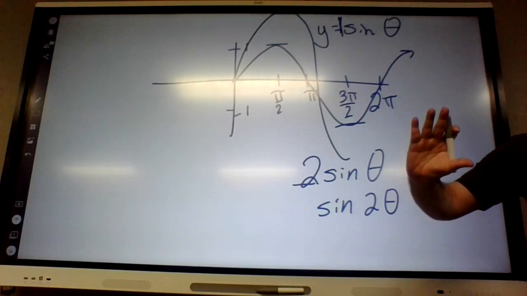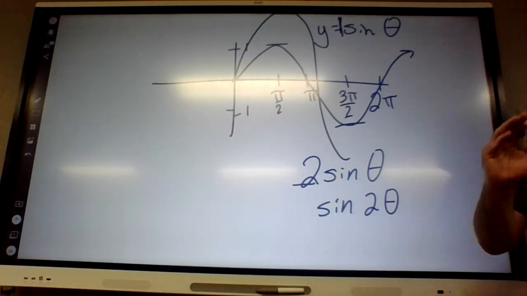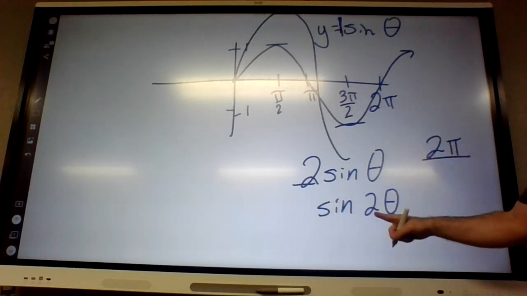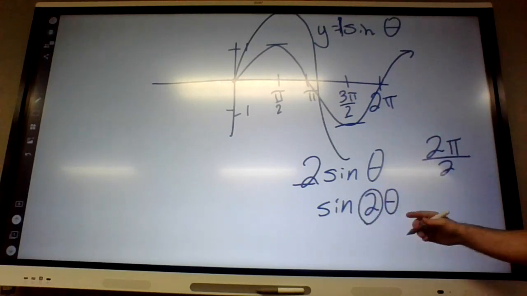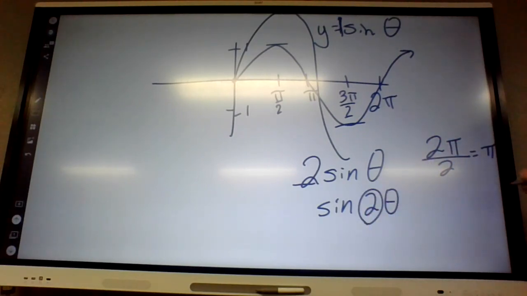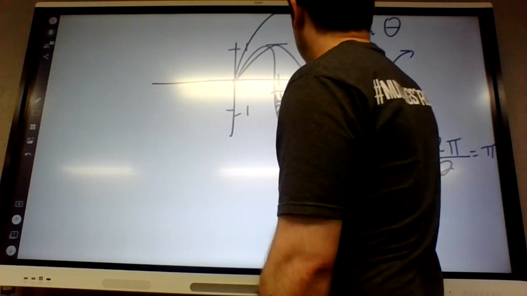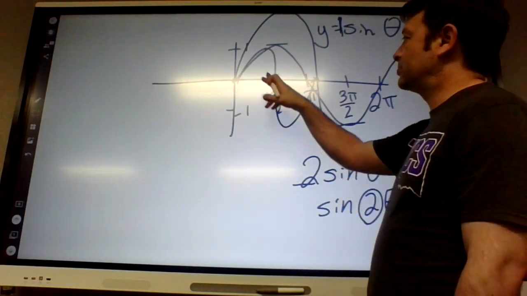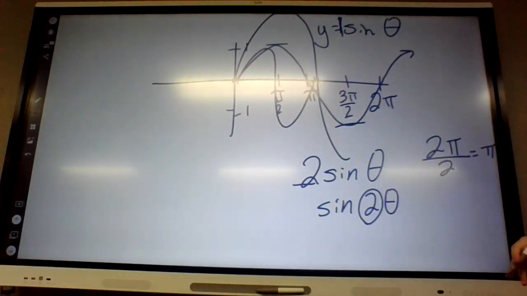No. Horizontal. Everything happens, horizontal compression. Everything happens twice as fast. So instead of the period being 2 pi, it's 2 pi divided by 2. So you always do the 2 pi divided by this to find the new period. So everything happens twice as fast. It looks like this. I know that's kind of a mess, but it goes through its period really quickly, instead of way out here.